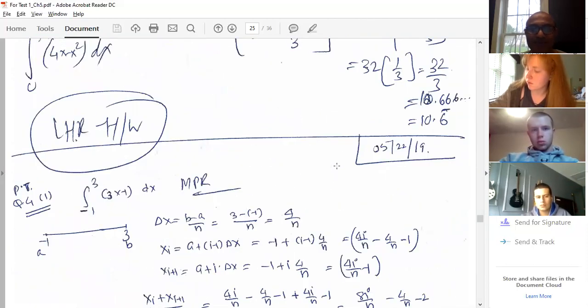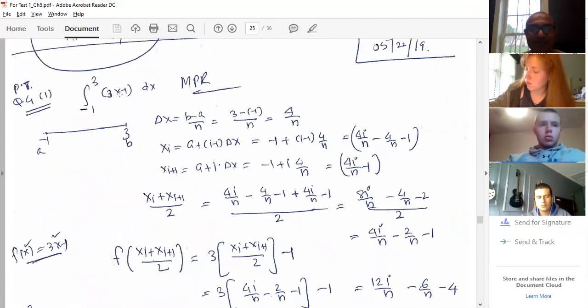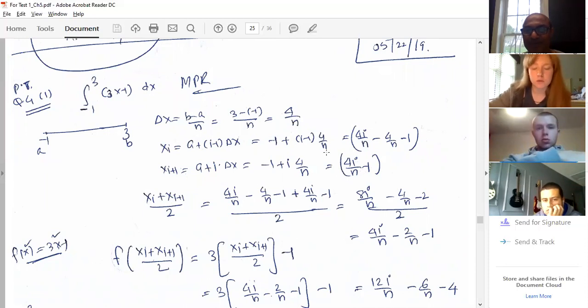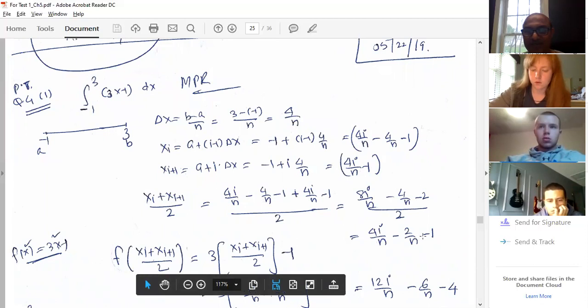Some of the examples from your practice test, I solved some of the examples. 3x minus 1, from -1 to 3. A is -1, B is 3. Midpoint rule, delta x is b minus a by n, 4 by n. Xi is a plus i minus 1 delta x. So I'm getting xi equal to this one. Xi plus 1 is a plus i delta x. Midpoint means xi plus xi plus 1 by 2. Add these two, divide by 2, simplify, you are going to get this one.